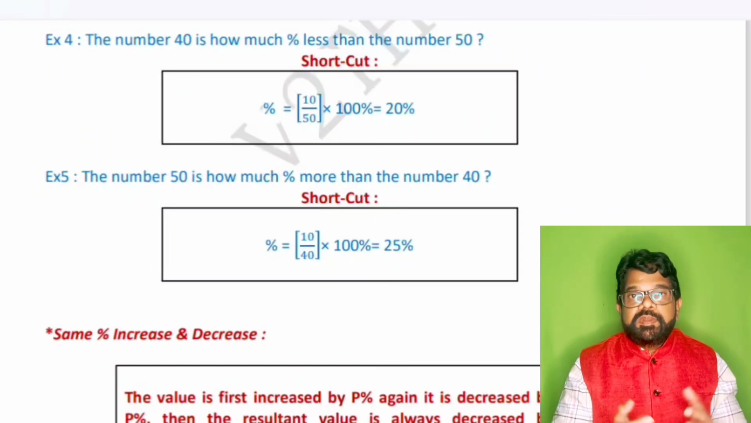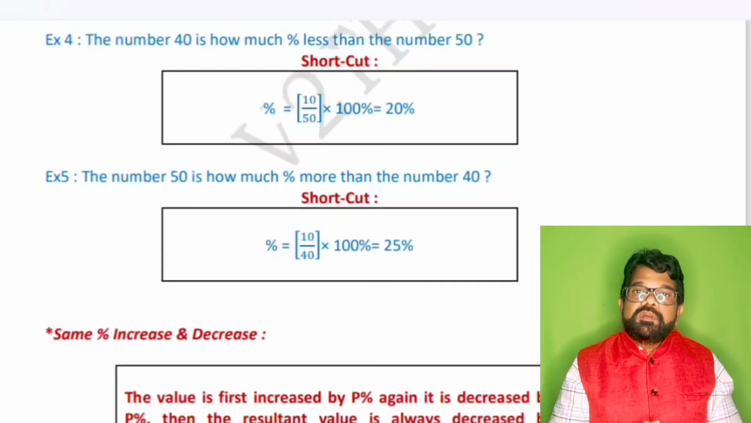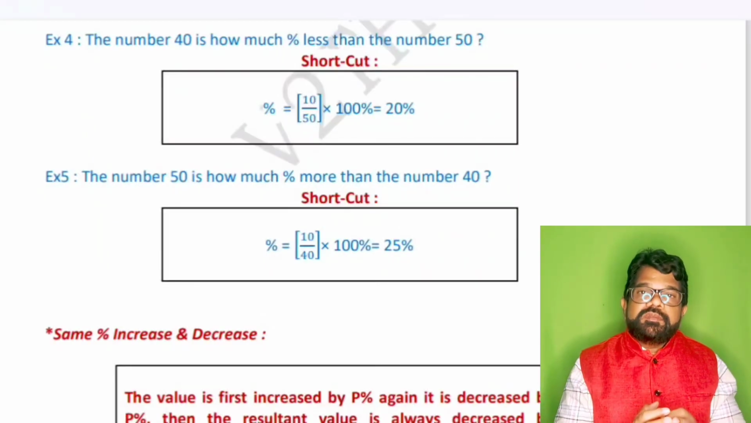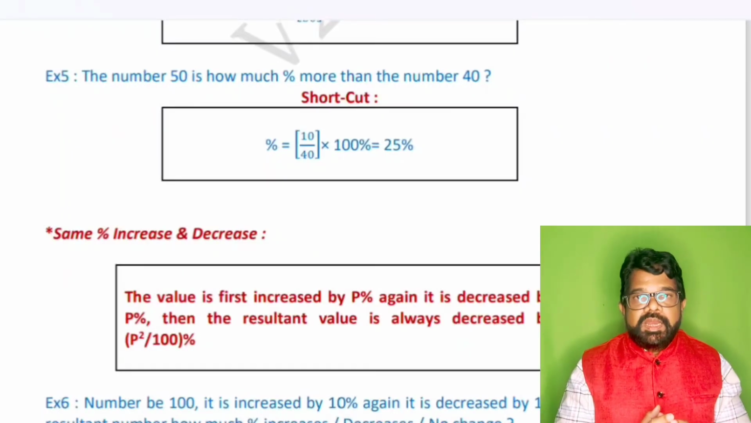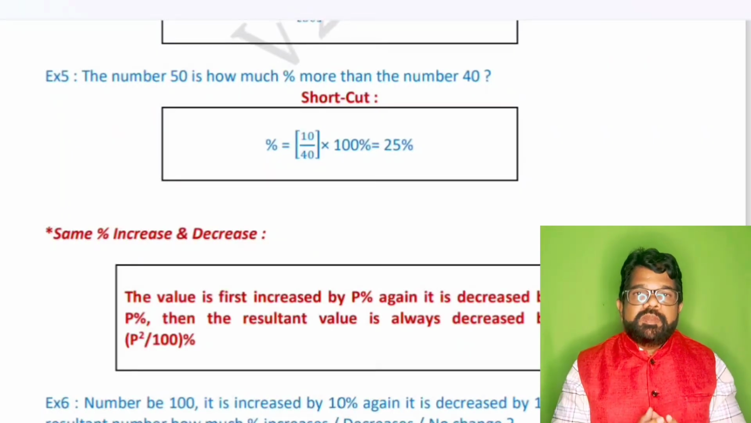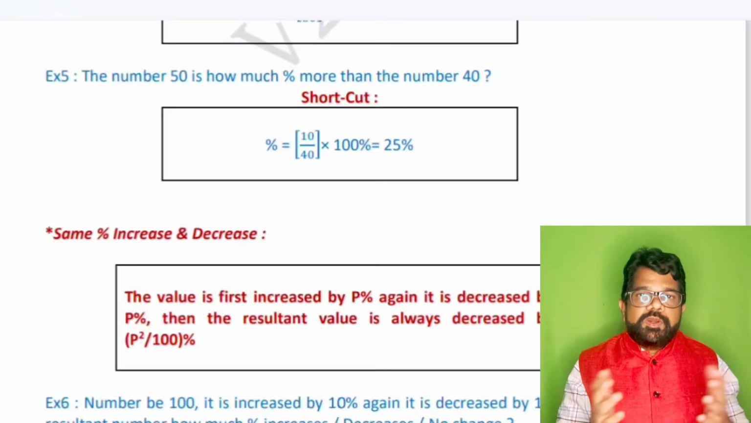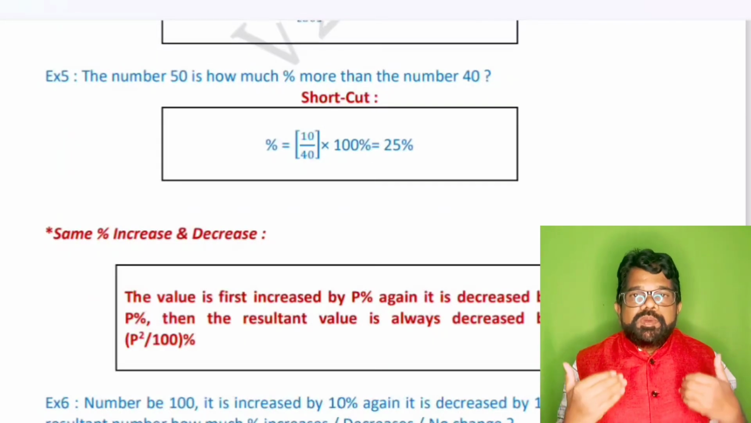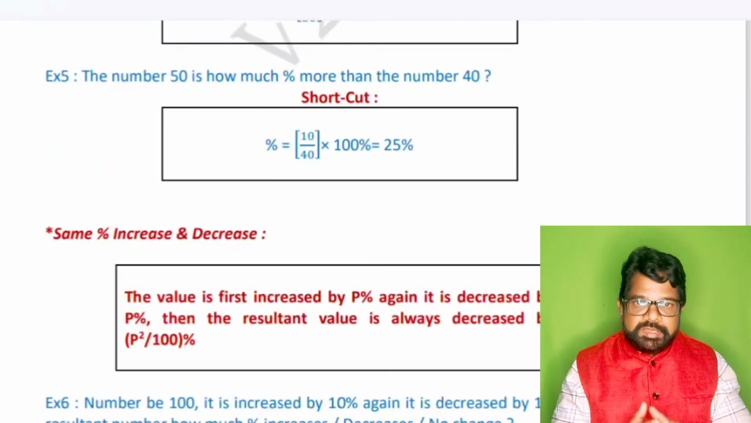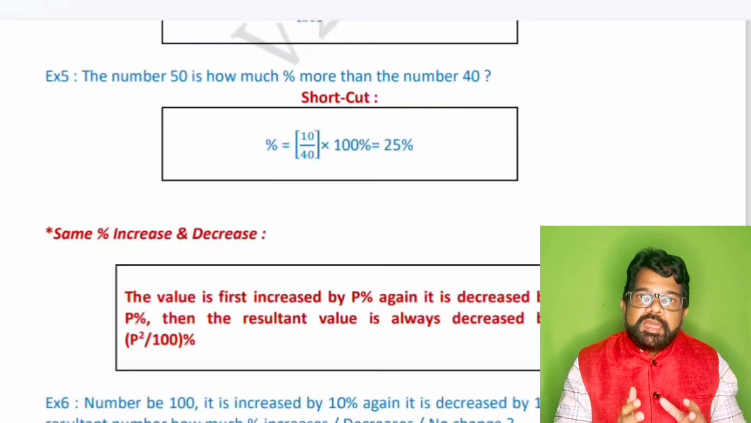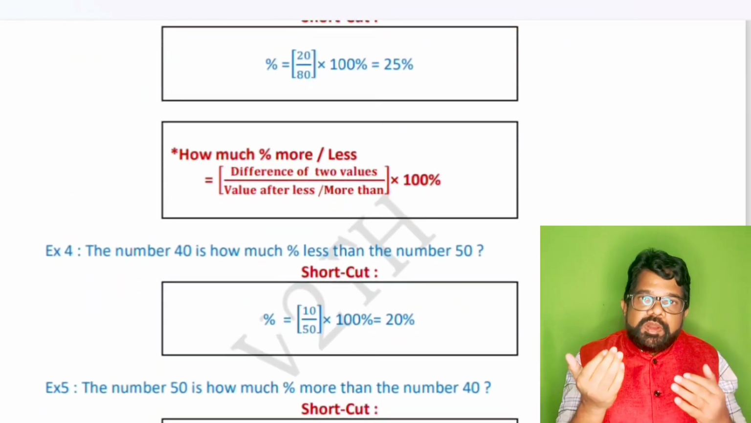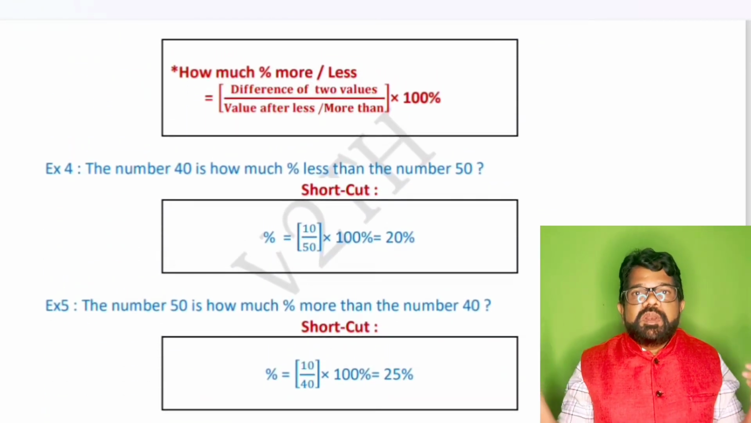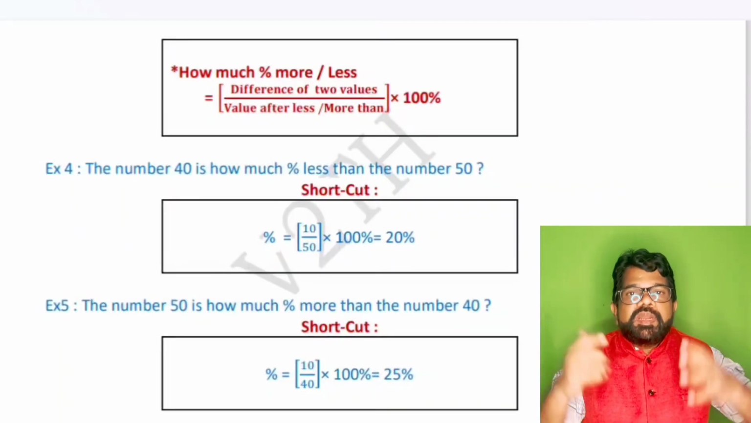Similarly, the fifth example: the number 50 is how much percent more than the number 40? Clearly again there are two numbers, 50 and 40. 50 is more than 40 clearly. So how much more? You say 10 more. But how much percent more? You have to express it in percentage now. How can you calculate how much percent more, how much percent less? Difference of two values by the value given after less than or more than into 100 and percent symbol. That key point you have to put in your mind by practicing.